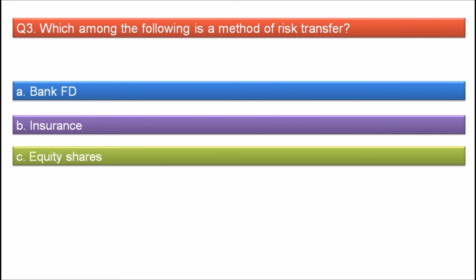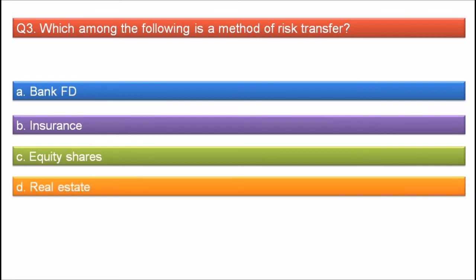Equity shares, are you going to transfer your risk? No. Then real estate, are you going to transfer your risk? No. The answer is B, that is insurance. Insurance is the method of risk transfer. Dear friends, this is how you can expect questions.